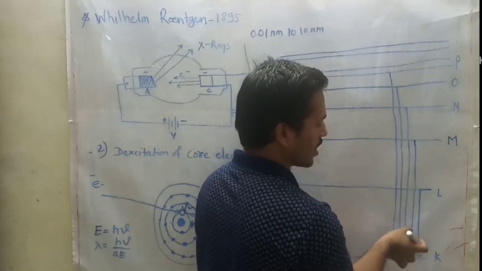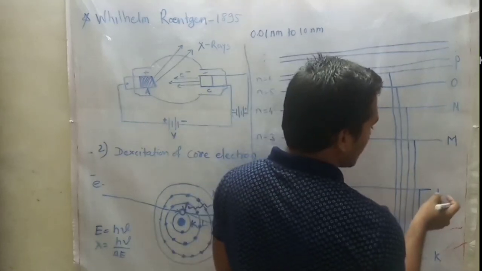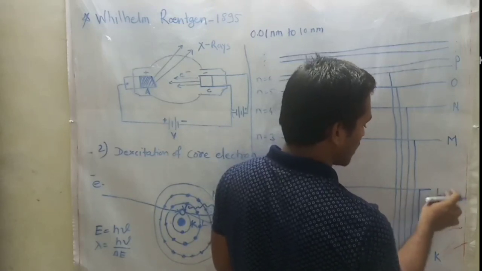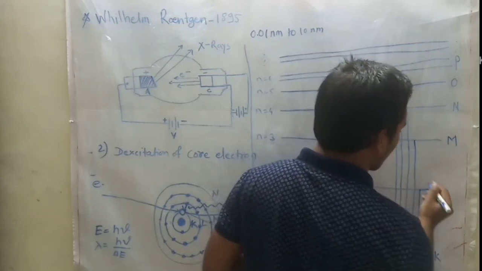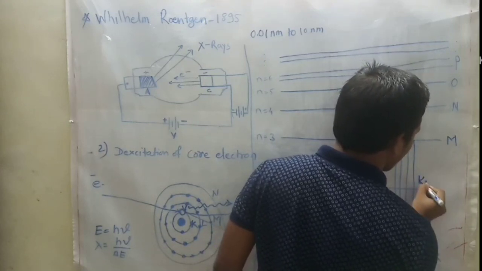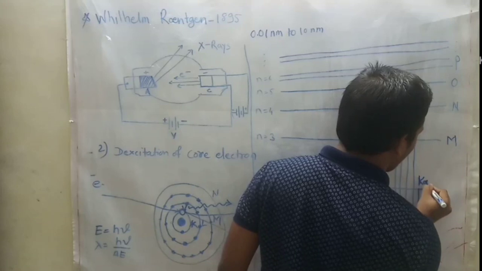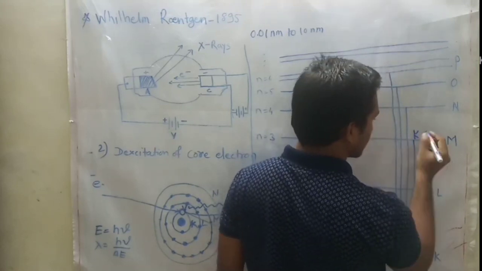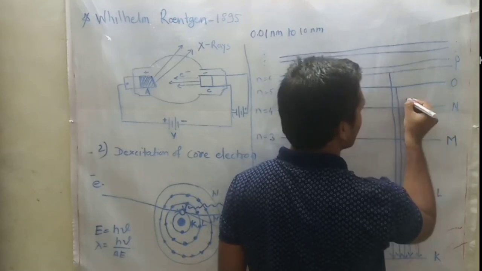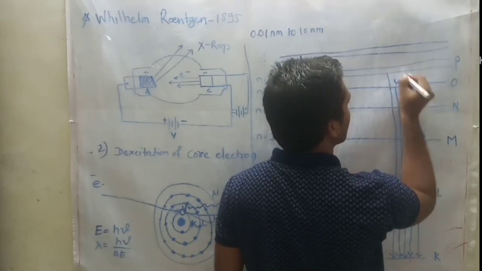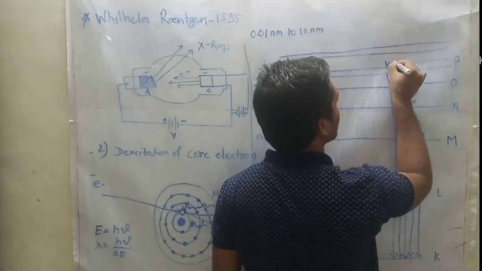These are the different components of the spectral line. If there is a transition from L to K, this component is known as the K alpha line. This component is known as the K beta line, K gamma line, K delta line.